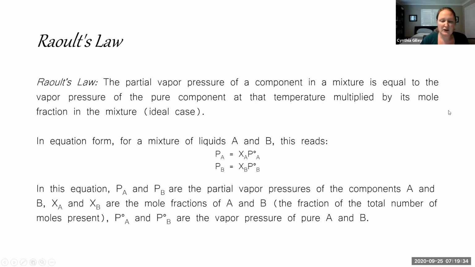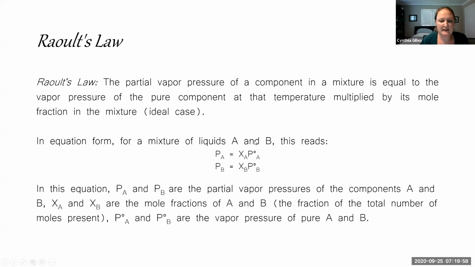So in this equation, P_A and P_B, the vapor pressures created, are the partial vapor pressures of the components A and B. X_A and X_B are the mole fractions of A and B, the fraction of the total number of moles present, and the pure vapor pressures of A and B are the vapor pressures of the pure A and B, right?